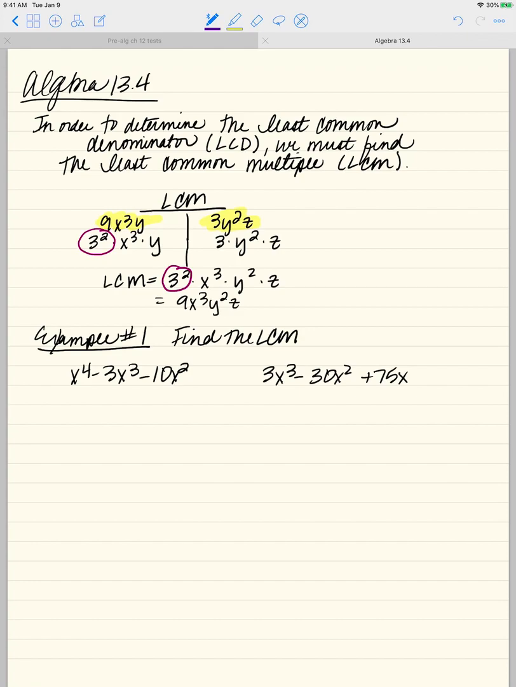Then we look at x cubed versus, oh, there's not even an x in the other expression, so obviously x cubed joins the party down here. Then we look at y versus y squared, which is the higher power, y squared. And then we have a z. In our left expression we have a z, in our right we do not, so just a z. Then you just multiply those, and that is your least common multiple, 9x cubed y squared z.